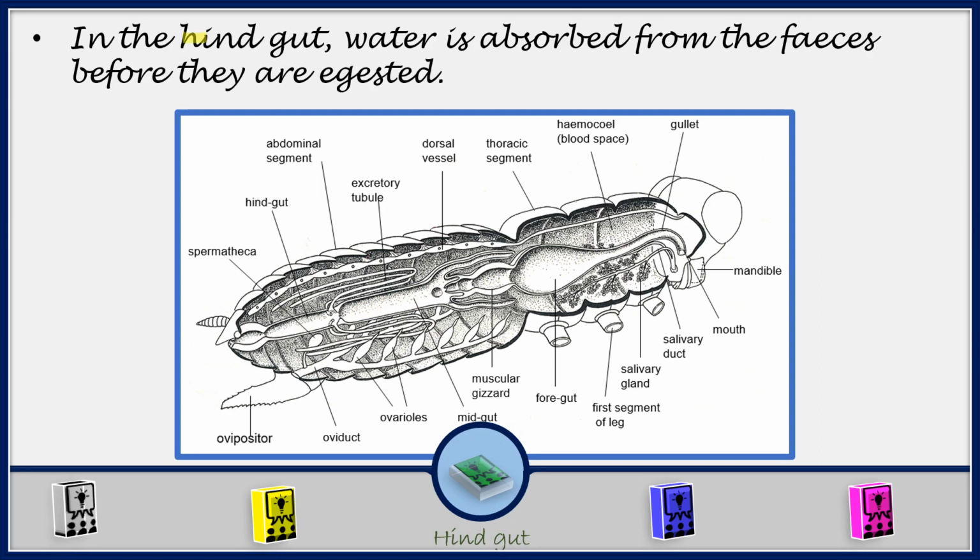Then we go to the hindgut. In the hindgut, water is absorbed from the feces before they are egested. Our hindgut is this point here, and it is the point where water is absorbed from the feces, and when water is absorbed from the feces, then the feces will be egested out of the body.